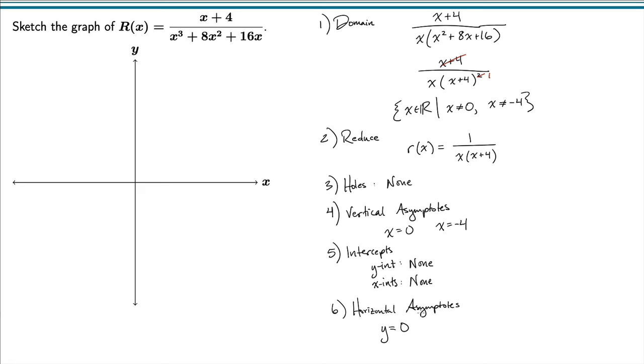All right, we are now ready to sketch this function. So we don't have any holes, so we can't draw anything there. But we do have vertical asymptotes at x equals 0 and x equals negative 4. So let's go ahead and draw out our scale for this. There's our negative 4. Okay, and we have an asymptote there at negative 4.